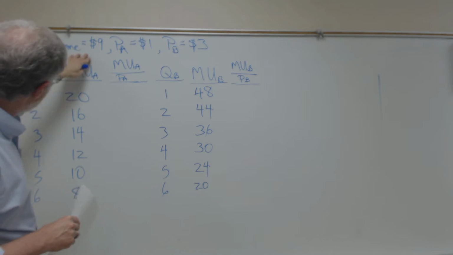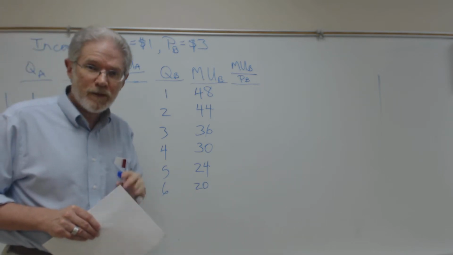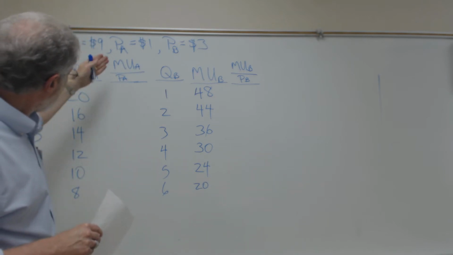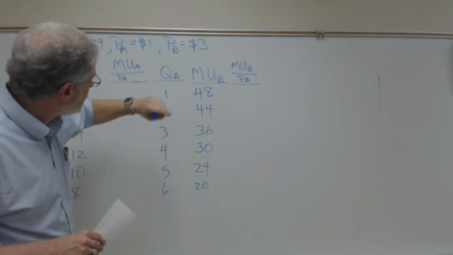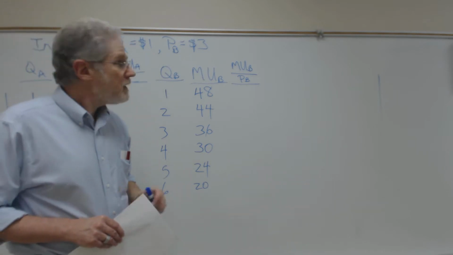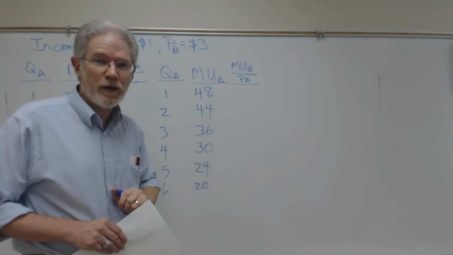Here, we're going to keep this as simple as possible. We're assuming the consumer has only $9 of income. There are only two goods that the consumer is interested in purchasing. Apples represented with an A, bananas represented with a B. Apples, we're assuming, cost $1 a piece. Bananas cost $3 a piece.